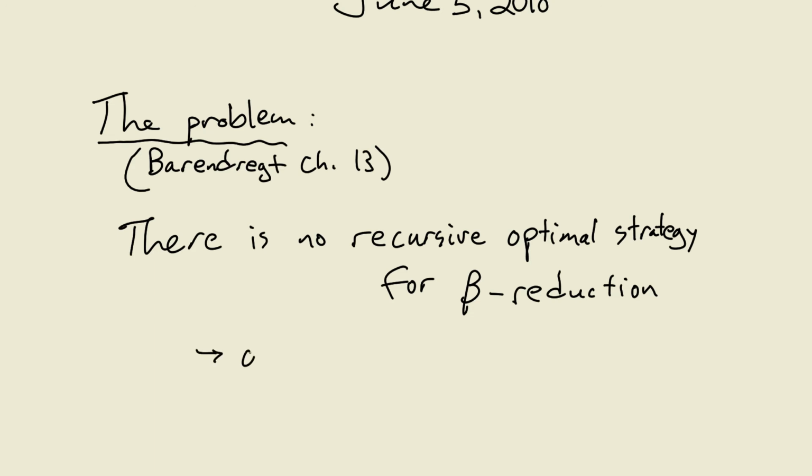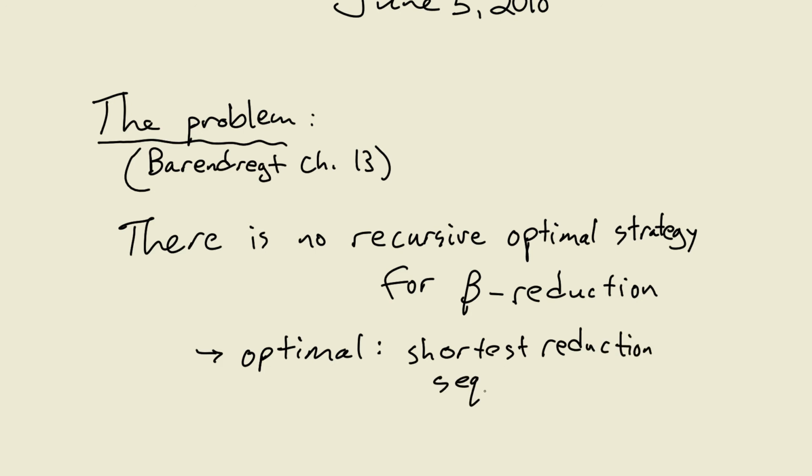So what's optimal here, and again, I didn't check Barendregt's definition, so I hope I have this right. Intuitively, this makes sense: the shortest reduction sequence to a normal form, if it has a normal form, of course. If there is one.